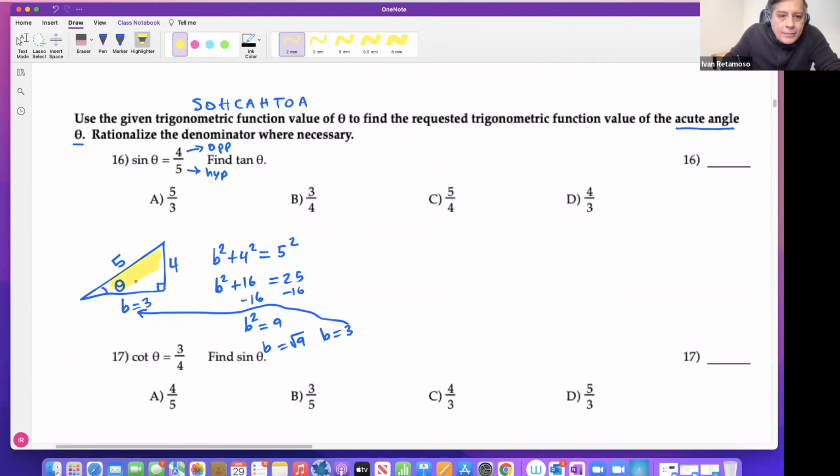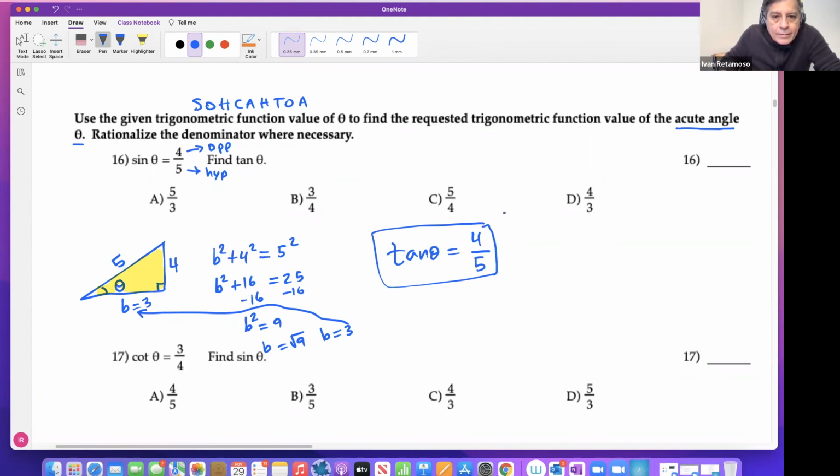So now we're ready to compute any trigonometric function of theta, right? So now you're looking for tangent. You can find any trigonometric function of theta, in particular tangent. Tangent is going to be opposite 4 over hypotenuse, right? That's it.